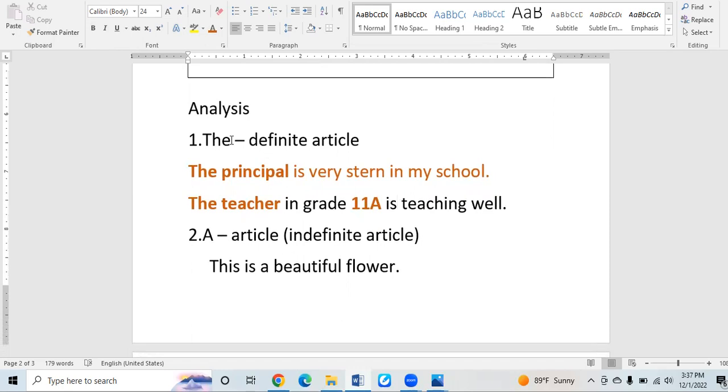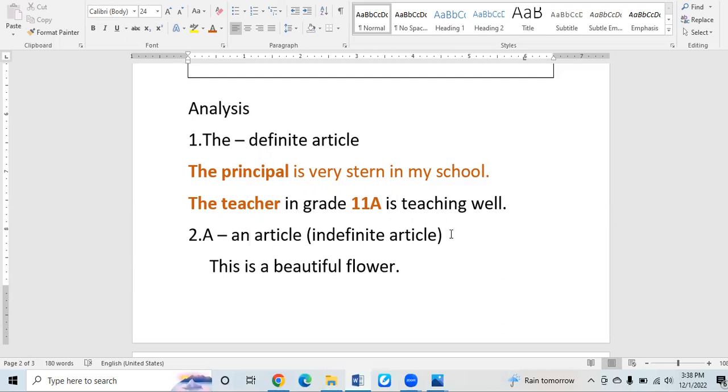We have only two articles in English. One is the, the other one is a, right? A and there we have two articles here, but in this context you are given only one indefinite article. I didn't write the other indefinite article, which relates to the article lesson. Okay. So a is an article. It is an indefinite article.